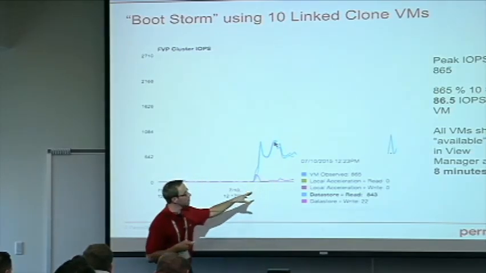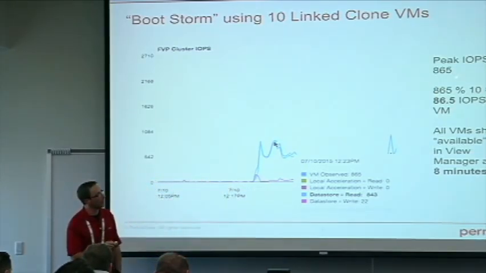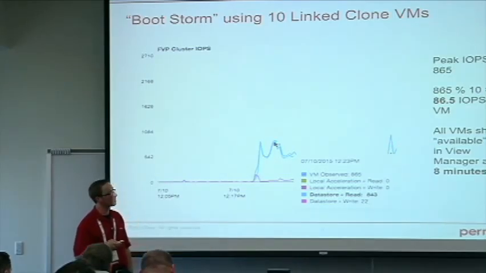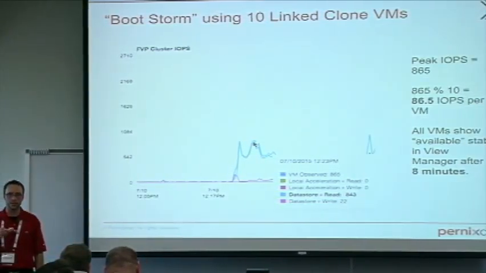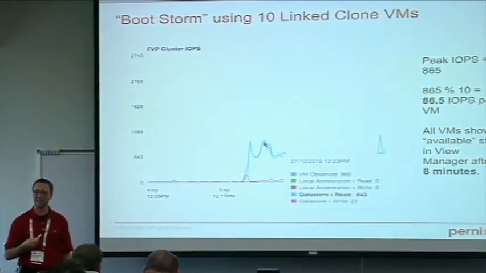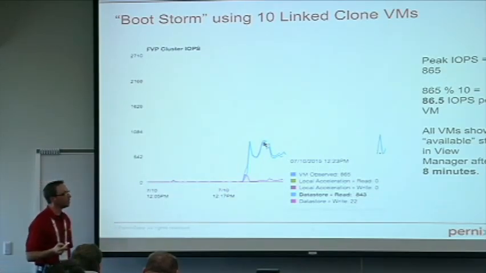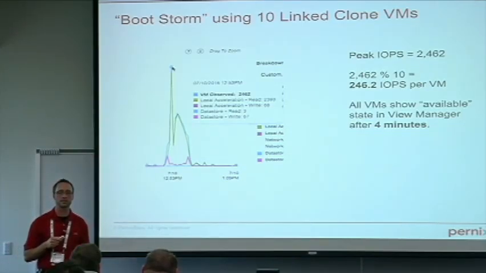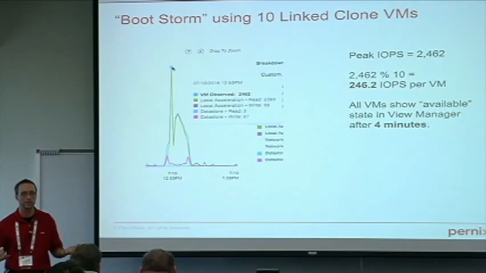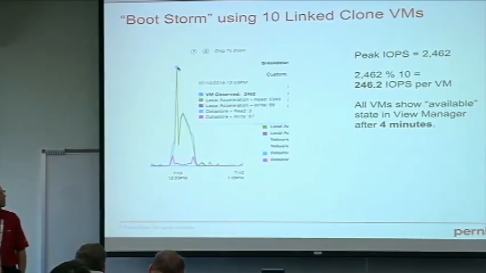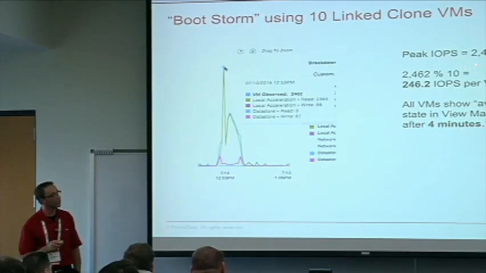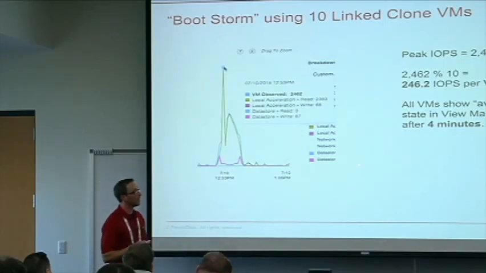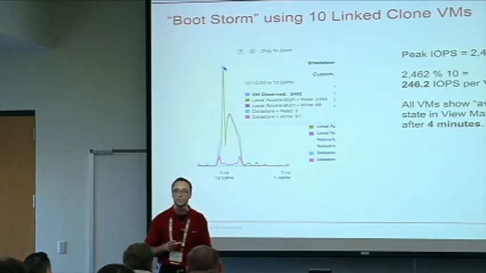Here you can see I rebooted these 10 VMs and I got a peak of 865 IOPS, which if we divide that out is roughly 86 IOPS per VM during that boot period. That's a lot more than 25, right? But what's really interesting is when we took the cap off. Using a little bit of technology, I removed the bottleneck, the constraint of the underlying disk, and I ran that test again. Notice now that I generated 2,462 IOPS, which is roughly 246 per VM, and also that the boot operation completed in half the amount of time.